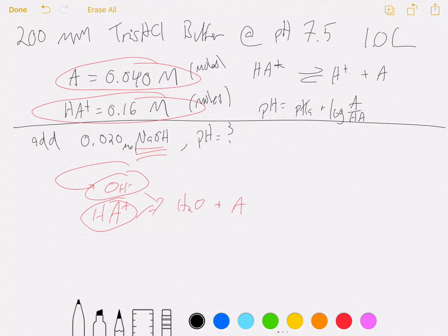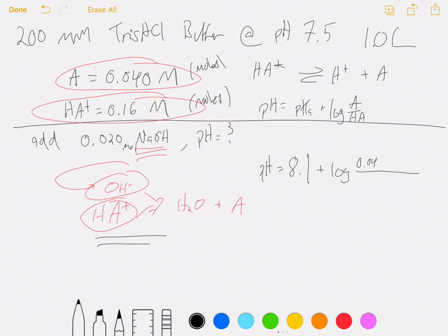All right, so if you just set this up with the Henderson-Hasselbalch equation, pH equals, now our pKa stays the same. Again, we know it's 8.1 from the last video. That is a constant which you'd be given. And that's going to equal to the log of the A over the HA. And now that'll be a different quantity now that some chemistry has happened as a result of this addition of strong base. So the A originally was 0.04 moles, and the HA originally was 0.16 moles.